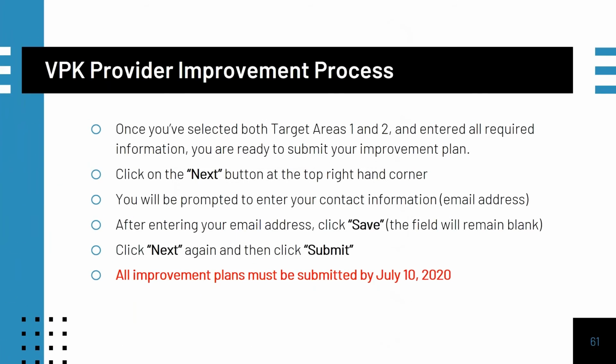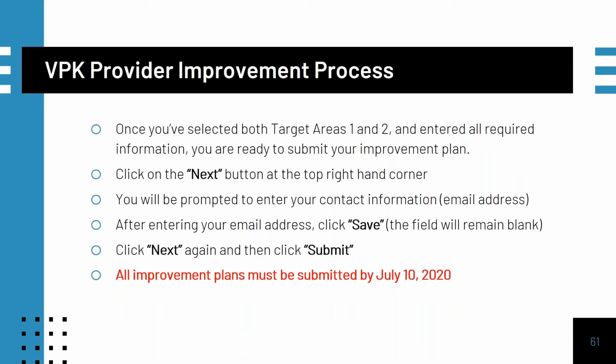Now, once you've selected both target areas 1 and 2, and you entered all the required information, you are ready to submit your improvement plan. Click on the Next button at the top right-hand corner. You're going to be prompted at this time to enter your contact information. So that's going to be your email address. After entering your email address, click Save. Now, when you do that, you're going to notice that the field is going to remain blank. Don't worry, the information has been saved.